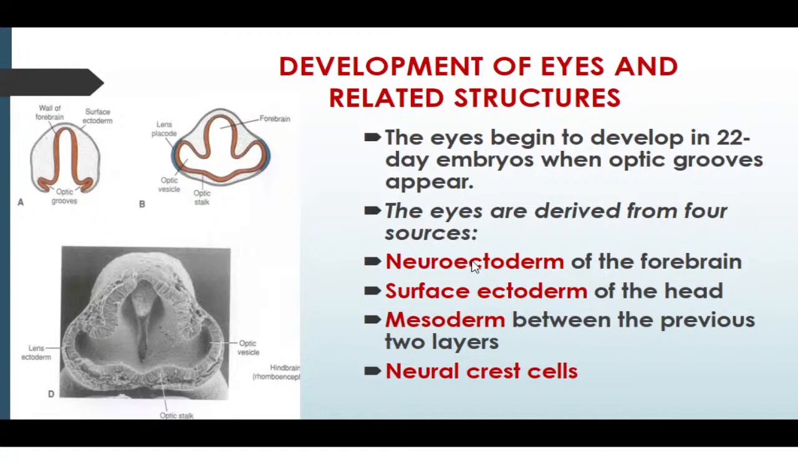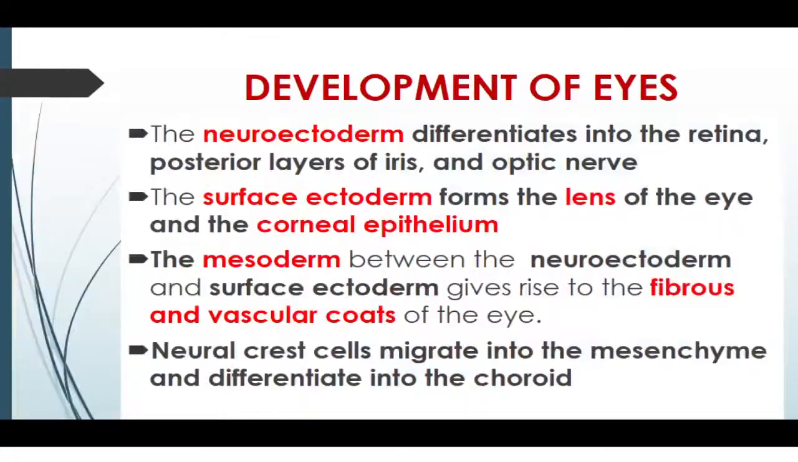The first is neuroectoderm of the forebrain, then surface ectoderm of the head, mesoderm between the previous two layers, and neural crest cells. When we talk about mesoderm, we are talking about mesenchyme, ectomesenchyme. Neuroectoderm differentiates into the retina, the posterior layer of the iris, and the optic nerve.